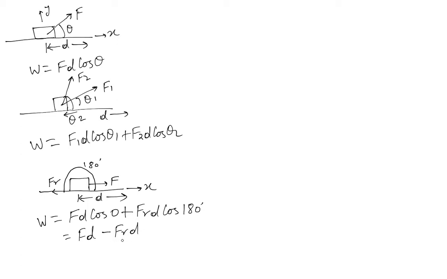So work done by the friction is negative, which makes sense because friction always opposes motion. If you try to move things, friction will oppose. So the work done by friction is negative. Okay, so this was pretty straightforward.